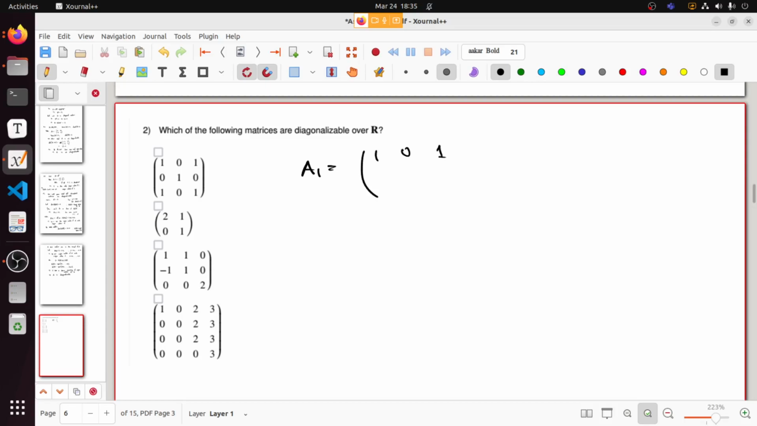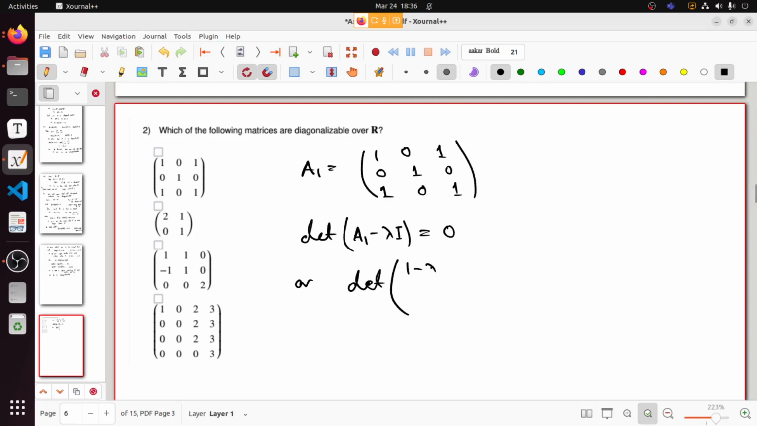A1 is 1 0 1, 0 1 0, 1 0 1. So compute the determinant of A1 minus lambda I equals 0. So what will be the characteristic polynomial? I'll just write it down. The determinant of 1 minus lambda 0 1, 0 1 minus lambda 0, 1 0 1 minus lambda equals 0.